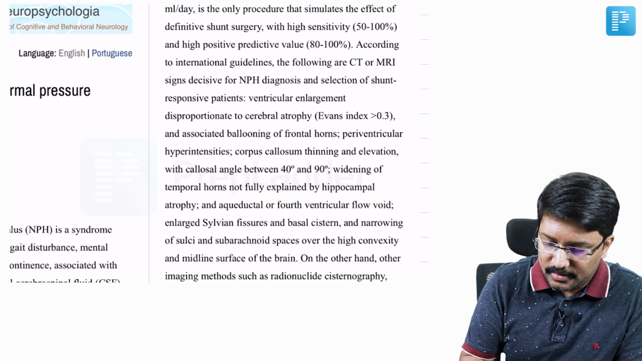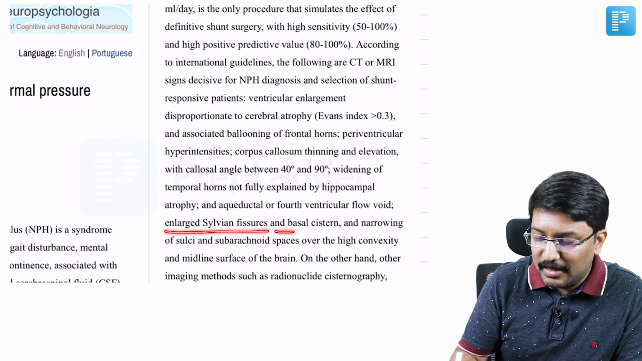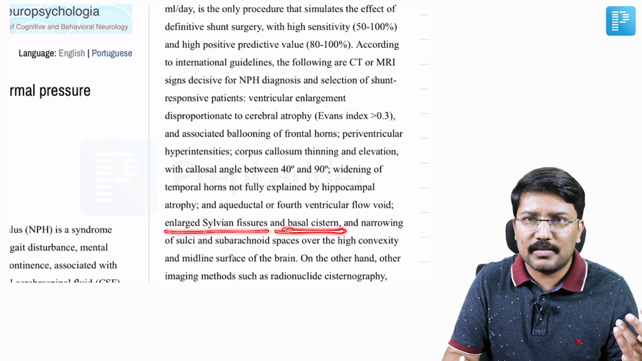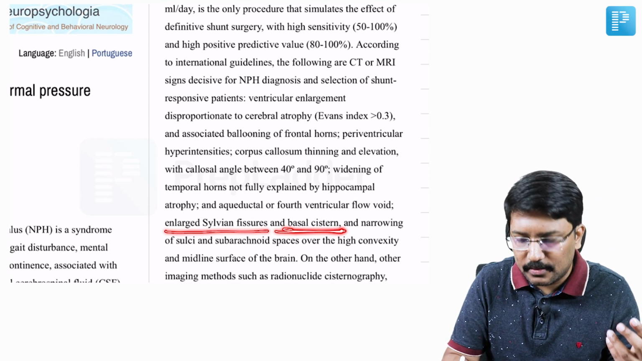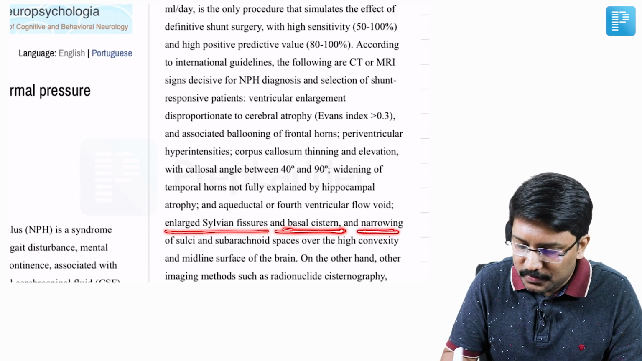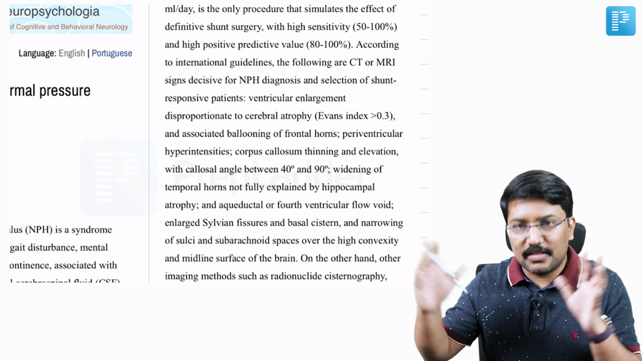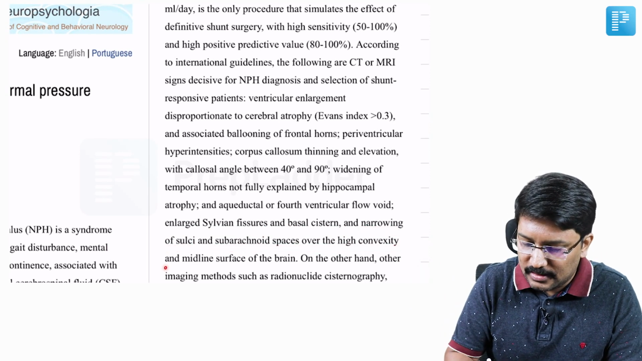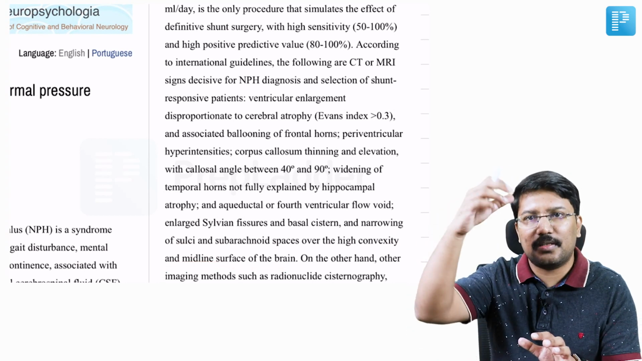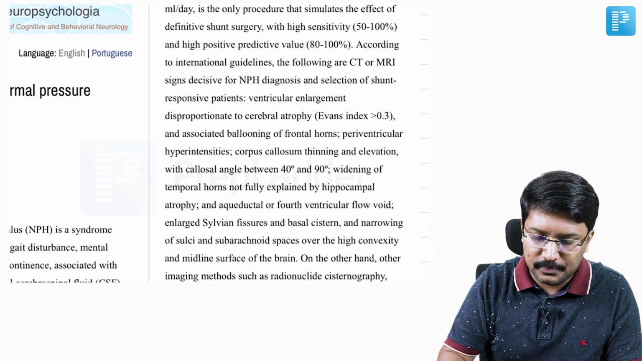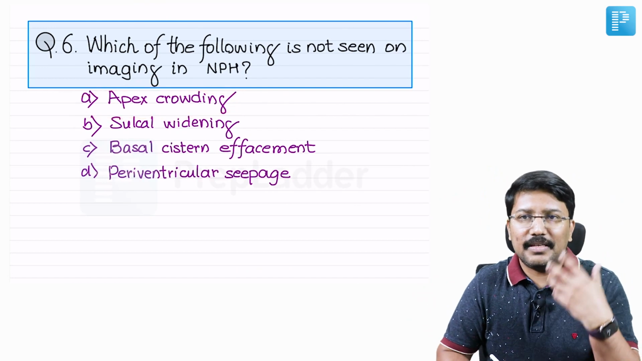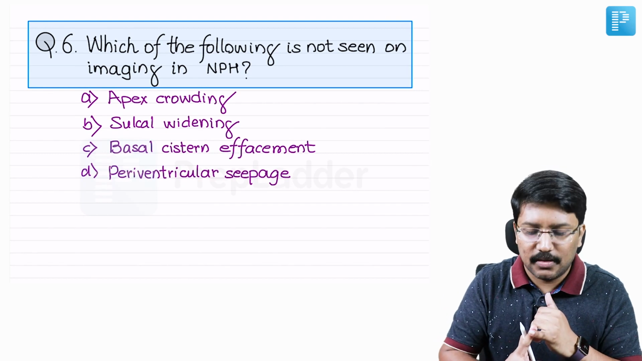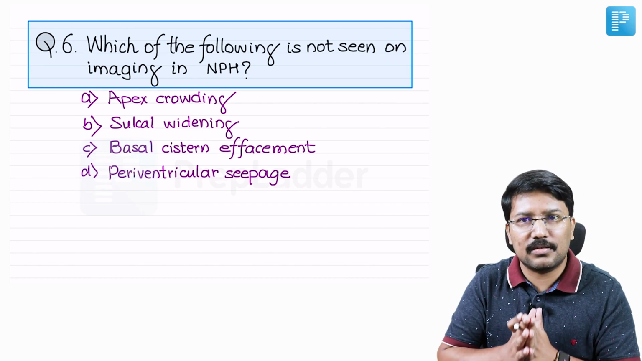Okay. Now again, look at what he says. Enlarged Sylvian fissures and basal cistern. So he's talking about enlarged basal cistern. Do we consider that as a sign of basal cistern effacement? I'm not sure. Right. And narrowing of sulci. So instead of saying that there is widening of sulci, he says there is narrowing of sulci and subarachnoid spaces over the high convexity and the midline surface of the brain. So high convexity and midline surface of the brain. That is what we call apex crowding, right? So if there is apex crowding, maybe in some other zones there is sulcal widening. That is a possibility. So right now I am a little undecided about this question's options.